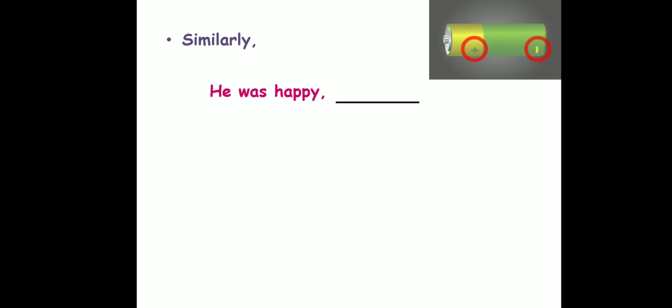Okay, now following this, I'm going to do some exercise with you. Try to answer this. He was happy. Think about the battery. I want to add a question tag over here. So to solve this, I'm going to take the help of my battery rule. Battery comes with the plus and the minus sign, you remember? Both poles are opposite. One is positive, one is negative. That rule. Okay.